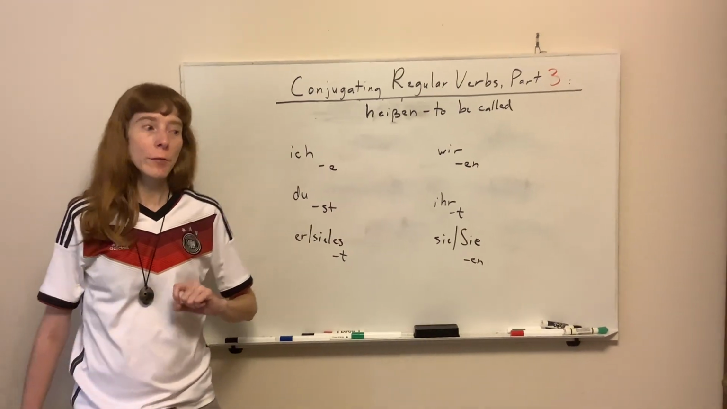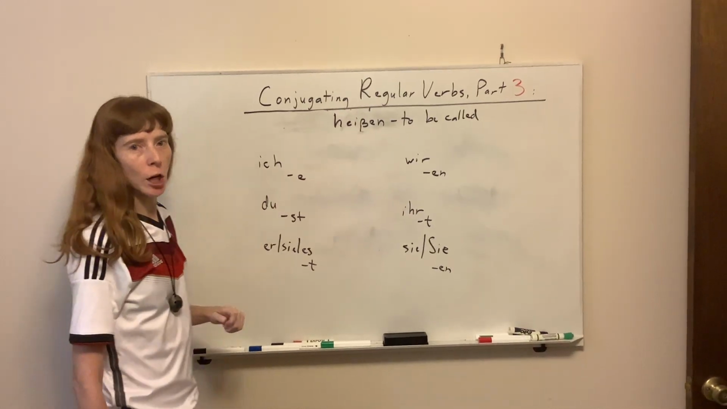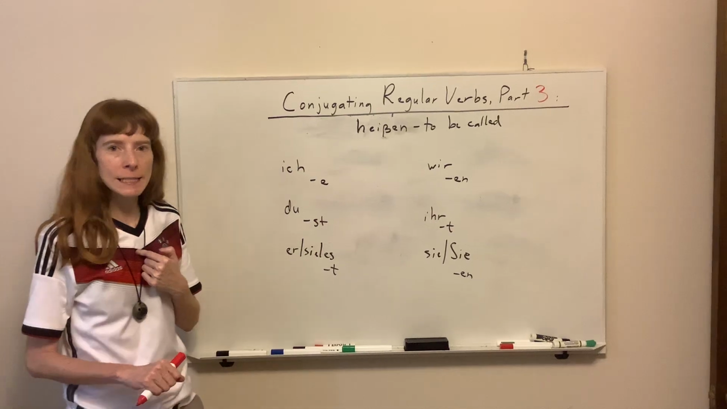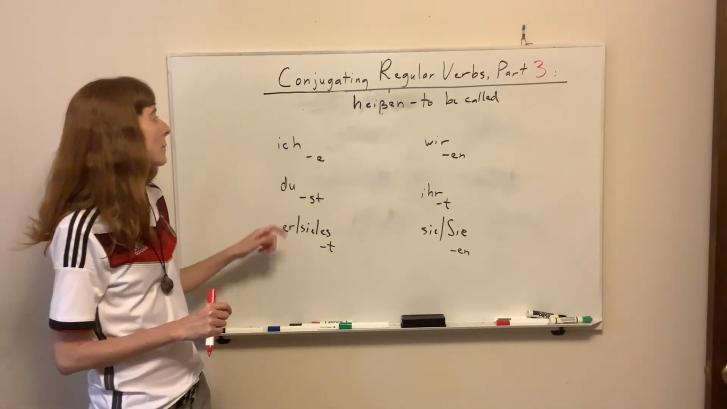Conjugating regular verbs, part 3. So right now the verb I've got is heißen, to be called. This is the one that you learned on the very first day of class, as in ich heiße, Sie heißen, wie heißen Sie, what's your name?